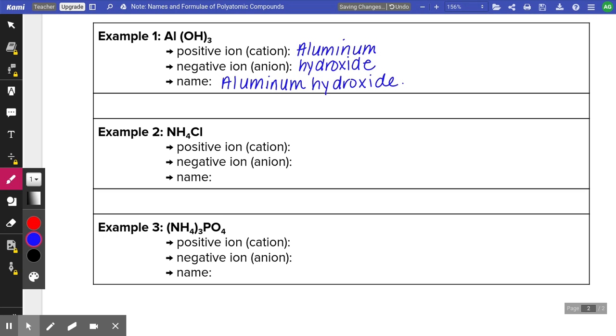Okay, here we have NH4Cl. So this is the rare case of a polyatomic ion being the cation. So this is ammonium. This is chloride. So we end up with ammonium chloride.